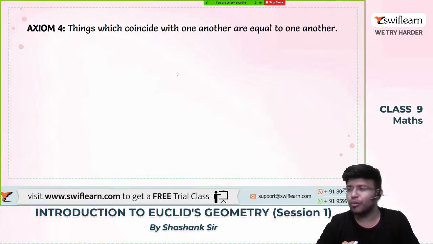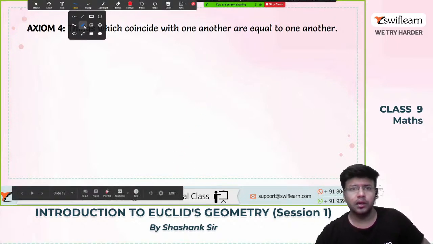Okay, write this in your book if you're making notes. Fourth axiom. The things which coincide with one another are equal to one another. What does coincide mean?